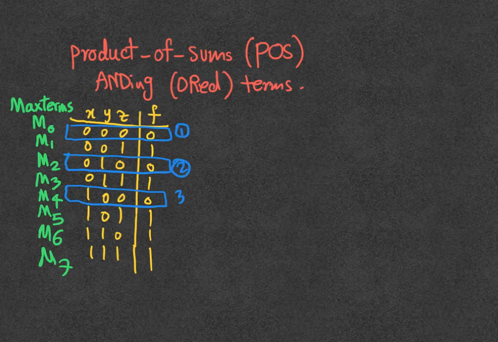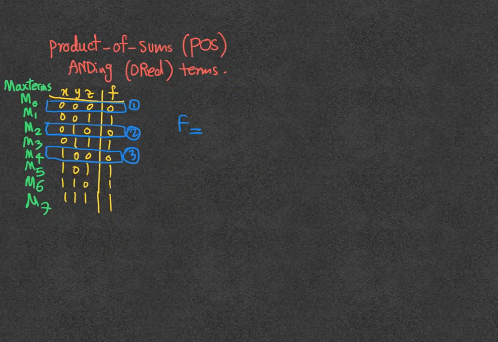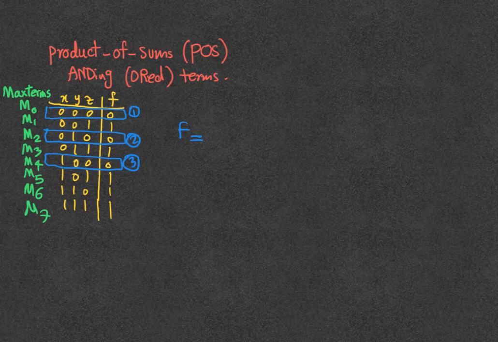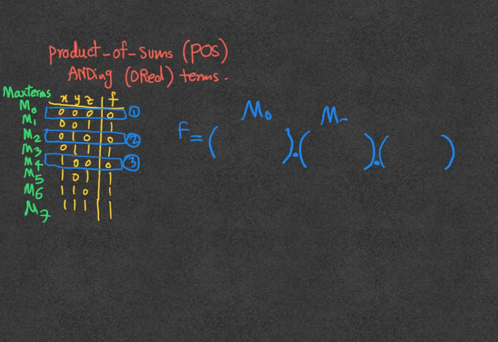We have 1, 2, and 3 terms. For product of sum, you're going to have the multiplication between the parentheses. So how many terms? We have 3 terms. This is M0, this is your M2, and this is your M4. So the multiplication or AND is going to be between the parentheses, and then you have OR inside of the parentheses.